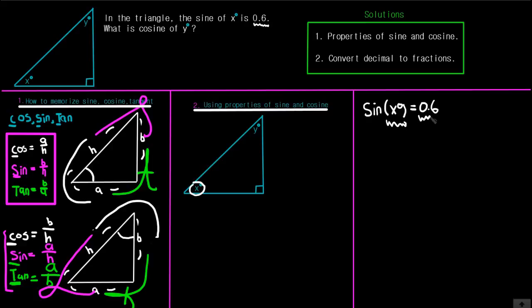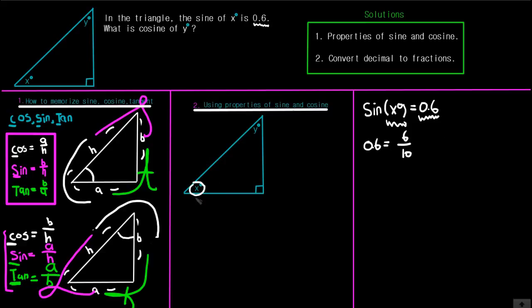But we need to convert this decimal into a fraction. The reason is that we are trying to find the sides, but if it's just a decimal, it's hard to find them. So we know that 0.6 is the same thing as 6 over 10. This is the same thing, and now we can just simplify.